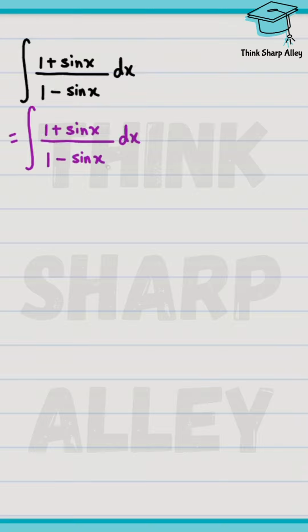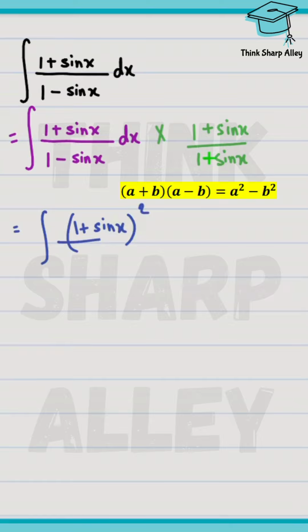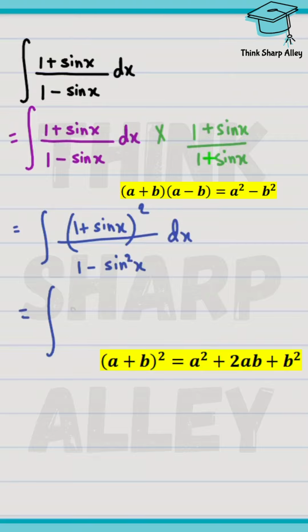First, we'll multiply the numerator and denominator by 1 plus sin x, and then a bit of algebra. The numerator becomes (1 plus sin x) whole square, whereas in the denominator we have 1 minus sin square x, because we have applied the identity (a plus b) into (a minus b) equals a square minus b square.